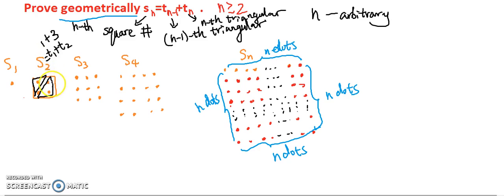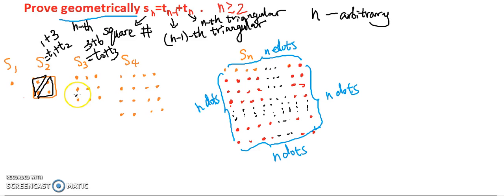So you can see 4 dots, S2, the square can be divided into 2 triangles. One has 1 dot, the other has 3 dots. And S3, we need to show, if n equals 3, T2 plus T3. And T2, we know that's 3 dots, and T3 is 6 dots. So we need to show 9 dots can be divided into 3 dots plus 6 dots. And so 3 dots, T2 means 2 dots in the first row and 1 dot in the second row.